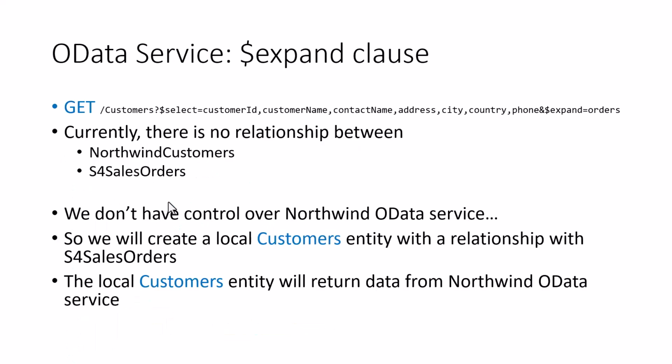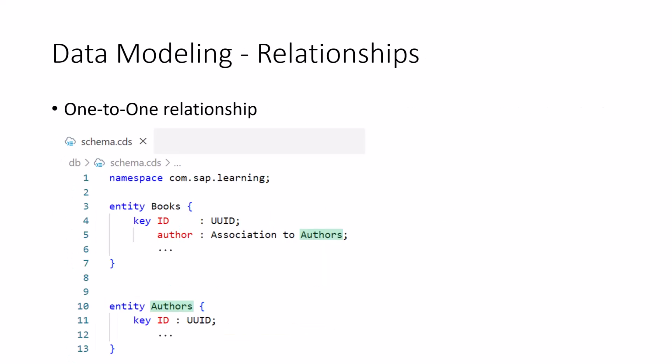Okay, and the way we can set up a relationship, there are multiple relationship patterns, right? There is the one-to-one, the one-to-many, and the many-to-many relationship. So here is an example of a one-to-one relationship. Here we have books and authors, and there is a one-to-one relationship between these two entities. And the way you do it is you say association to authors, and what this does is it's going to create an association between books and authors.